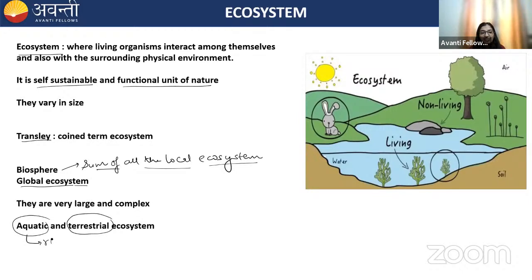Aquatic includes river, pond, lake, wetlands. They all come under the aquatic ecosystem. Terrestrial includes grasslands, forest, desert, and so on. These are the examples of terrestrial ecosystem.